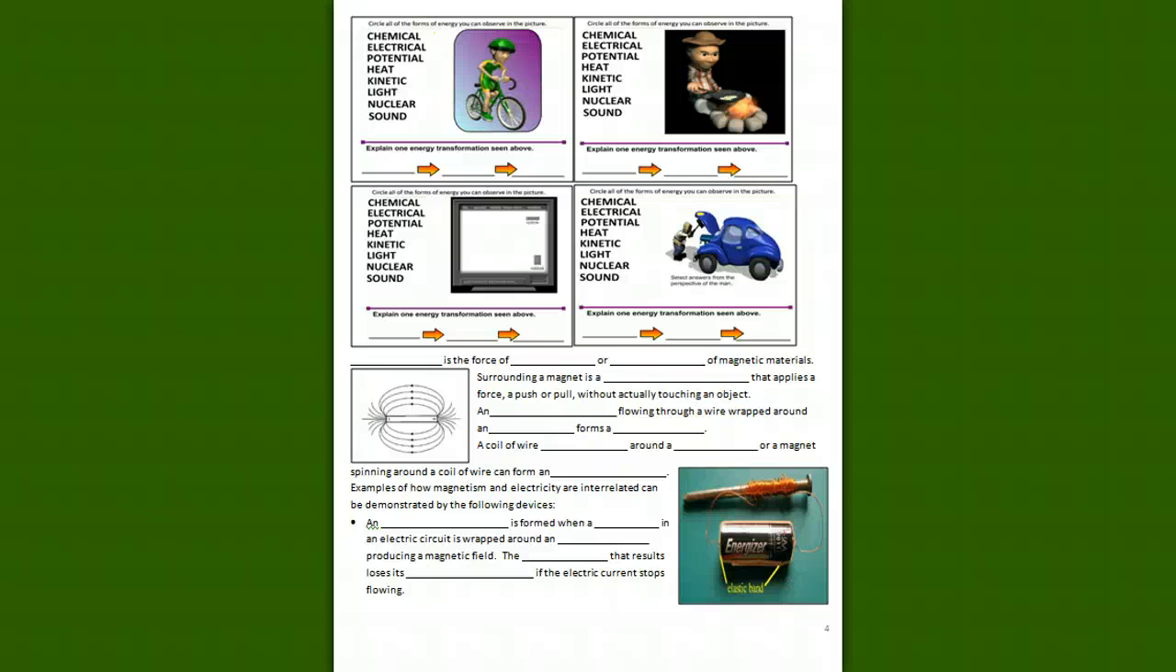Hello, sixth grade scientist. This week, we're going to be focusing on magnetism and energy and electricity.